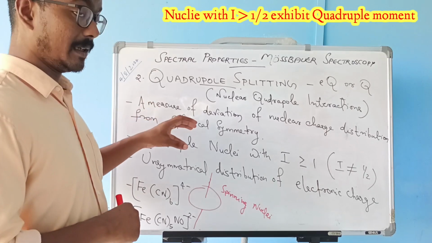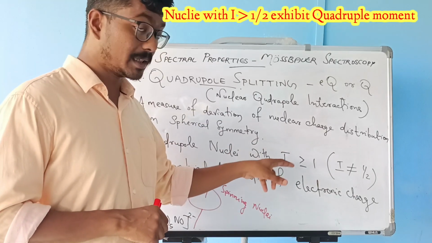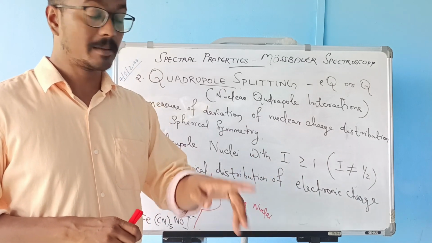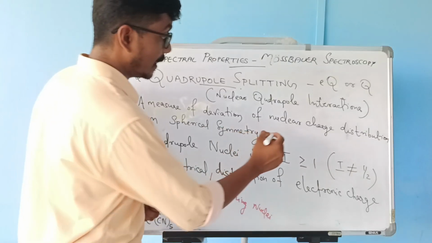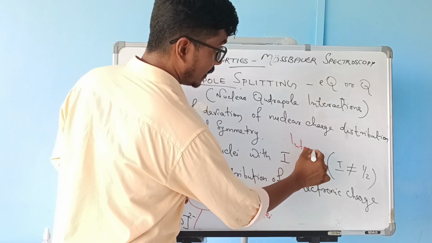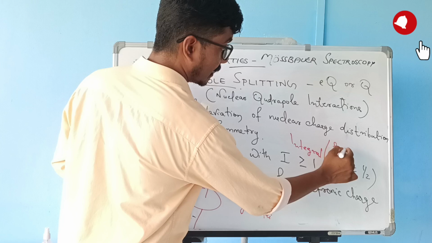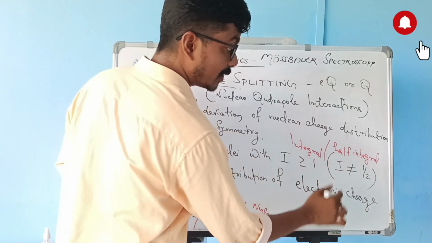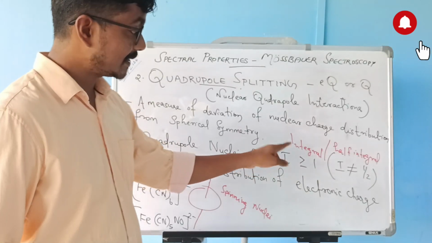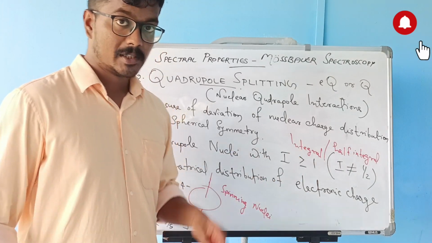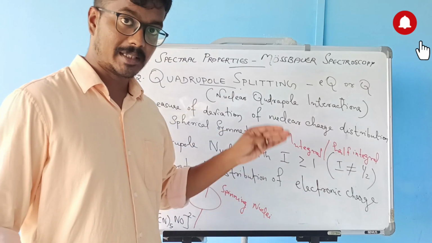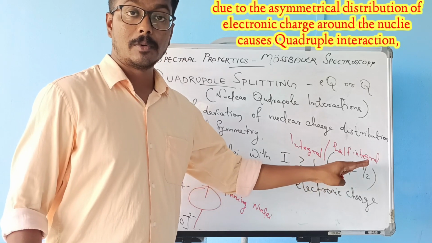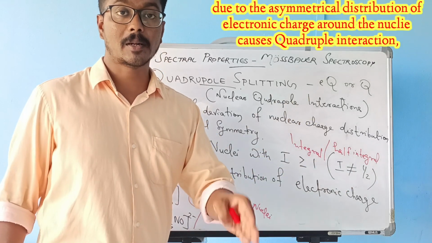Certain nuclei have a spin quantum number greater than or equal to 1. The spin quantum number can be integral or half integral, but not equal to 1/2. In simpler terms, I is greater than or equal to 1. So nuclei with an integral or half integral spin quantum number, but not equal to 1/2, are also known as quadrupole nuclei.